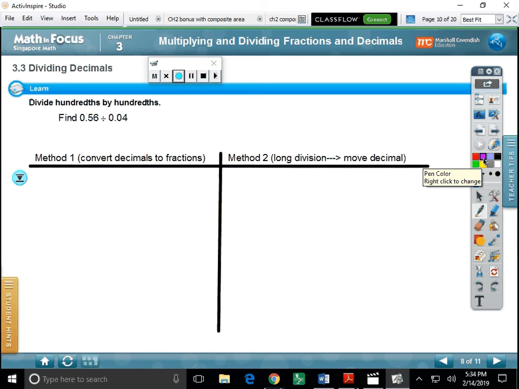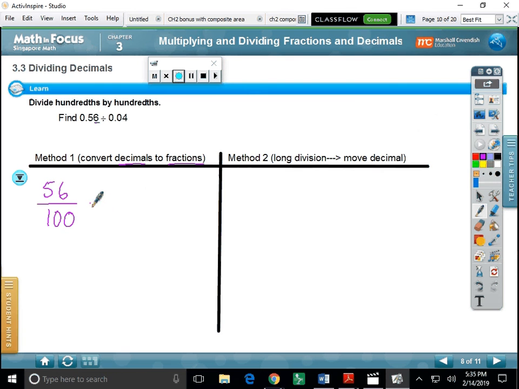So method number 1, it says convert your decimals to fractions. So I'm given some decimals, and they say I could rewrite it as fractions. If you know how to read this decimal, if you realize that that 56 lands in the hundredths place, you could write 56 hundredths.